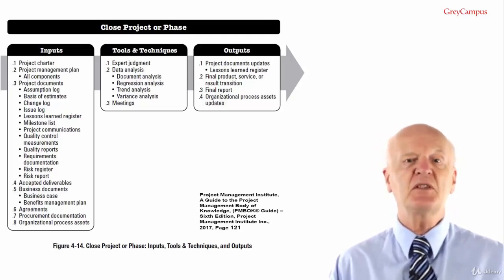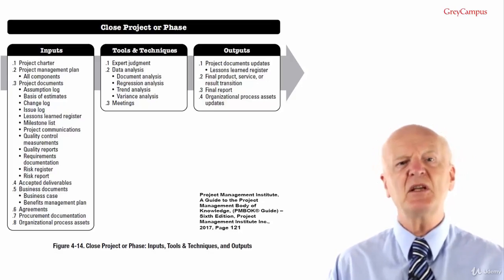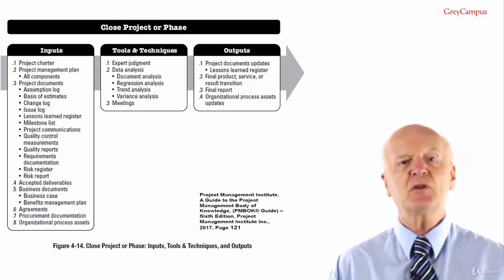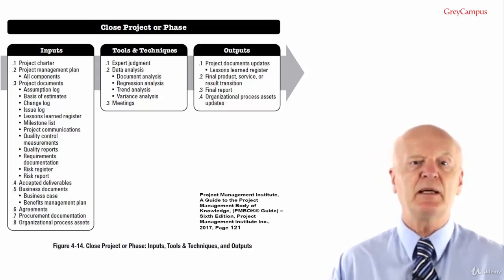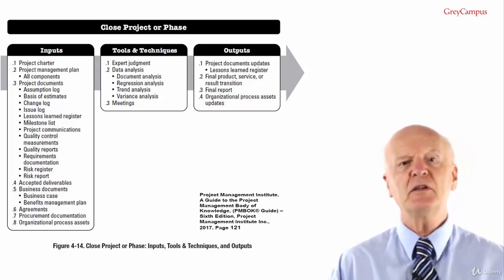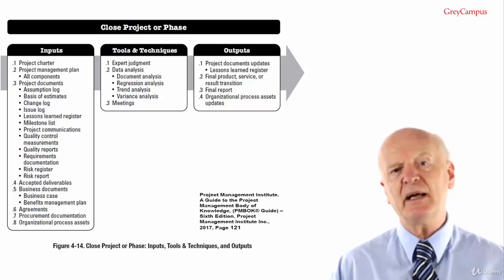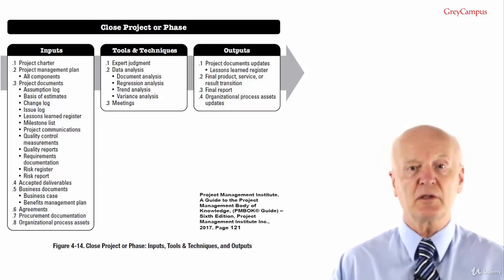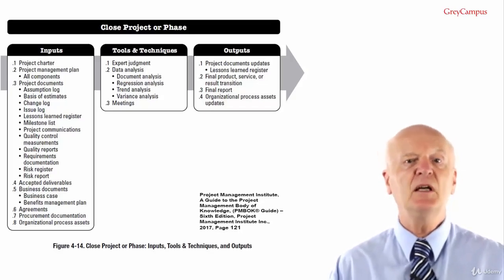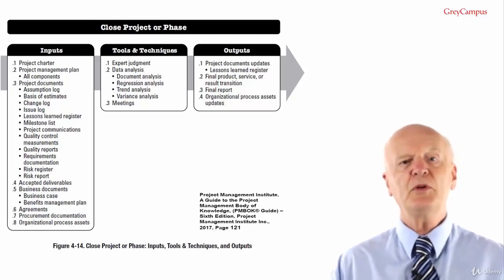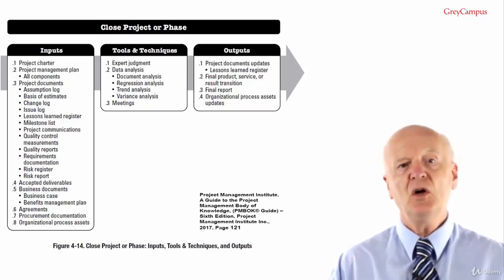Number 6, agreements. In this case, agreements means the contracts largely that were issued for the project and recorded in the procurement management plan. User requirements for formal procurement closure are included in the procurement management plan and can be checked against the terms and conditions of the contracts or the agreements. Number 8, procurement documentation. To close the contract, all procurement documentation is collected, indexed and filed.